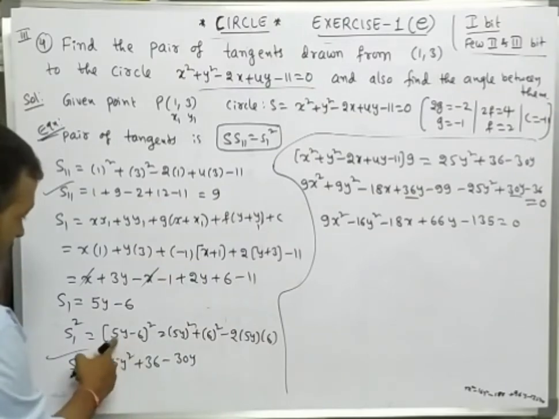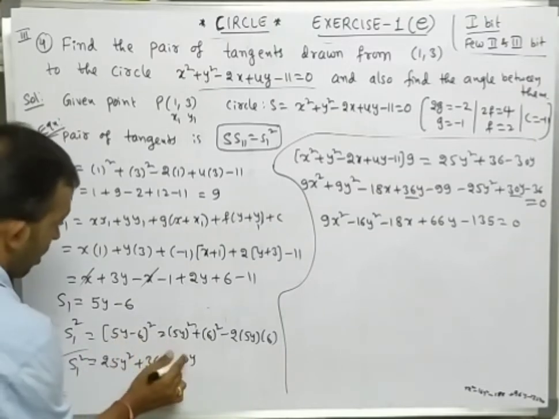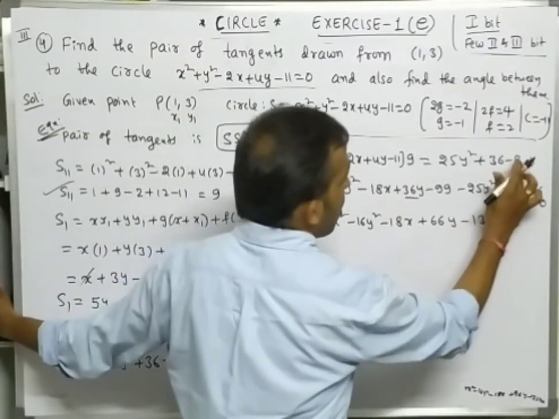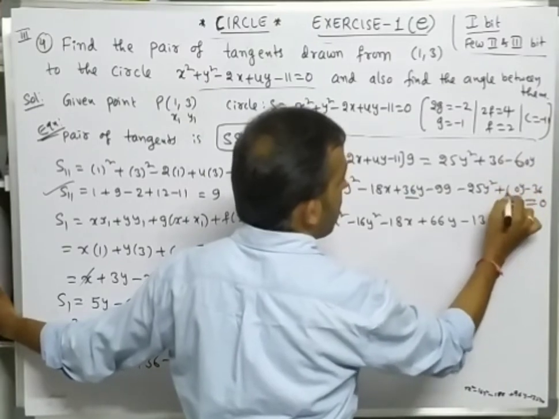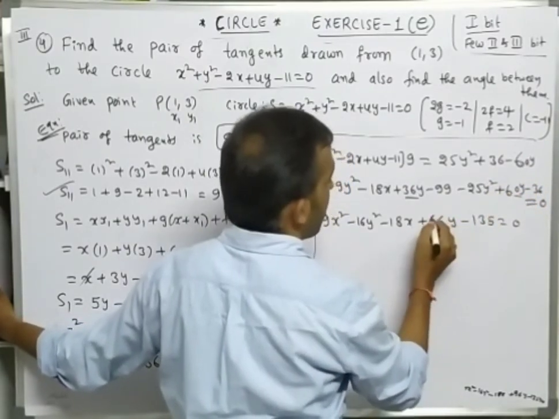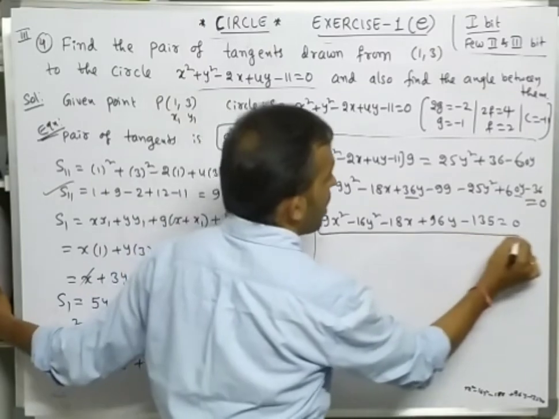So here 2 6s are 12, 12 5s are 60. This is 60y, this is 96. Okay, this is the combined equation.